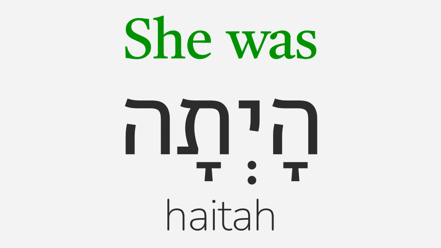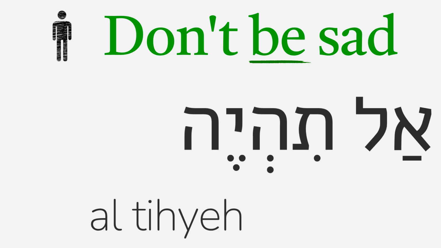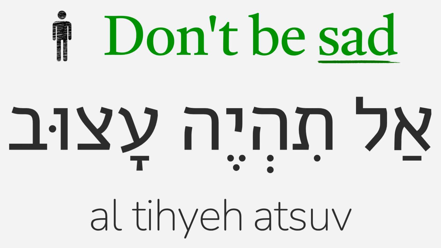Haita, she was. Let's say don't be sad, speaking to a man. Don't is al, and the verb be in a negative command will be in the future tense. Since we're speaking to a man, this future tense verb will be in the ata, you masculine singular form, which is tihyeh, with the t prefix. And sad is atzuv. Al tihyeh atzuv. Don't be sad. Al tihyeh atzuv.